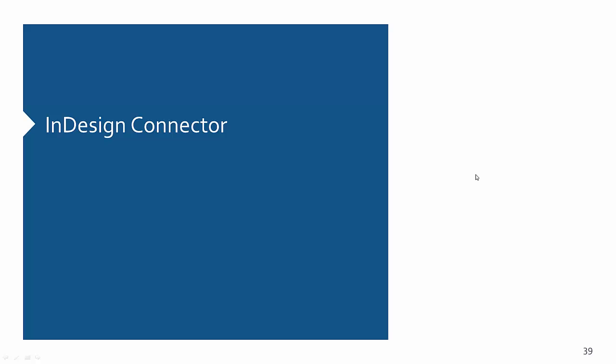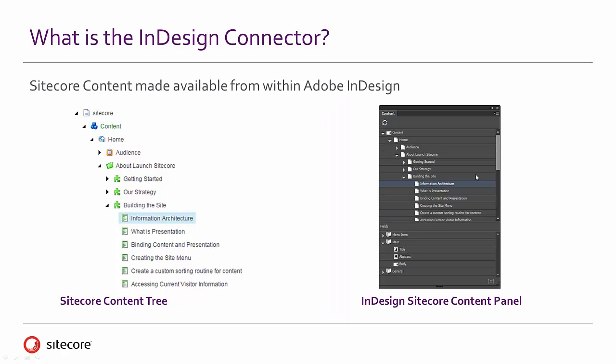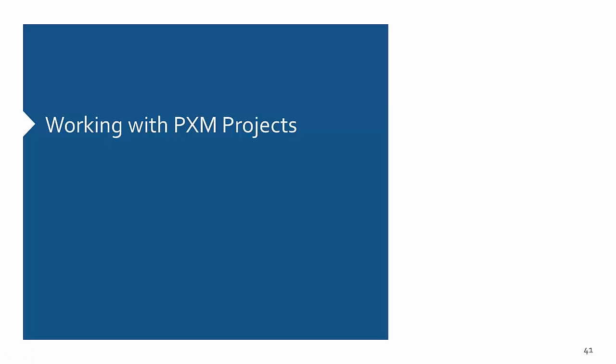So first off, the InDesign Connector. What is the InDesign Connector? Essentially, it allows a number of operations between InDesign and Sitecore itself. First and foremost is the fact that Sitecore content is made available within Adobe InDesign. So you can see here we have our Sitecore content tree and the launch Sitecore article content. And then in turn, in the content tab within InDesign, we also have access to the Sitecore content tree.